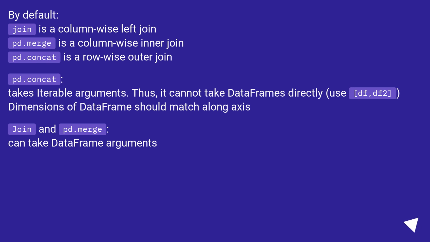By default, join is a column-wise left join. pd.merge is a column-wise inner join. pd.concat is a row-wise outer join. pd.concat takes iterable arguments. Thus, it cannot take dataframes directly. Use [df, df2]; dimensions of dataframe should match along axis. Join and pd.merge can take dataframe arguments.